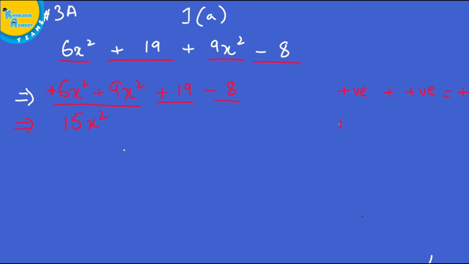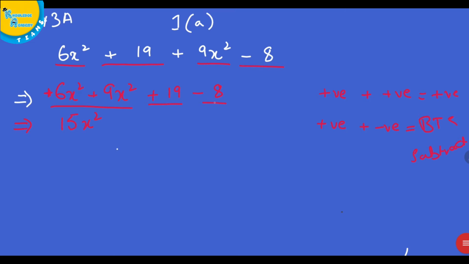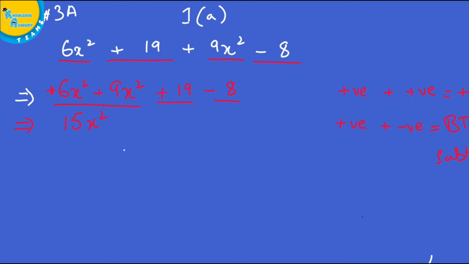Now, as I've told you before, positive plus negative, the sign of the final answer will be the bigger term's sign, and the operation will be subtraction. So 19 minus 8, what will be the operation? We will subtract them. So 19 minus 8 is 11, and what sign am I going to write? The sign of the bigger term. The bigger term's sign was positive, so I am going to write positive 11. So this is it.